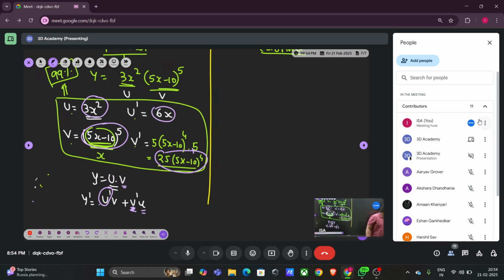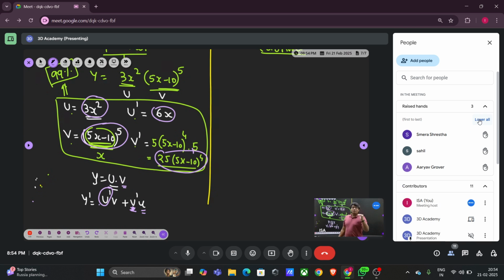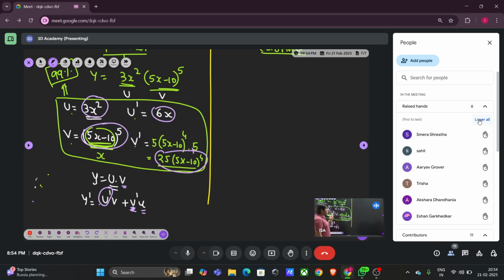Please raise your hands. It starts from identifying what is u, what is v. If you identify u and v, very good. Write down their differentiations: u's differentiation u dash, v's differentiation v dash. And this formula is already given in the formula booklet. You will use it and substitute it as it is. Okay? So this is for product rule.